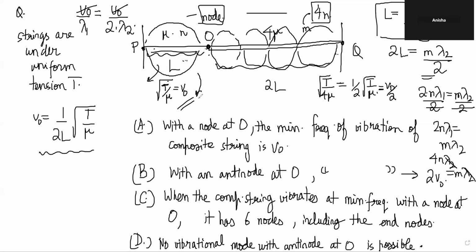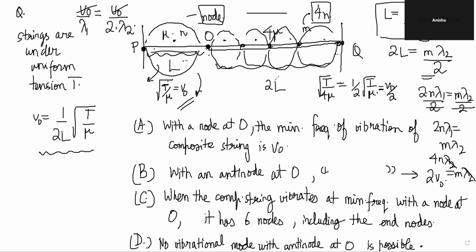Then, when a composite string has minimum frequency with a node at O, it has 6 nodes, including the end node. So now notice that in our minimum situation, there are 5 such patterns. The total number of nodes are 1, 2, 3, 4, 5, 6, including the ends. So option C is correct.